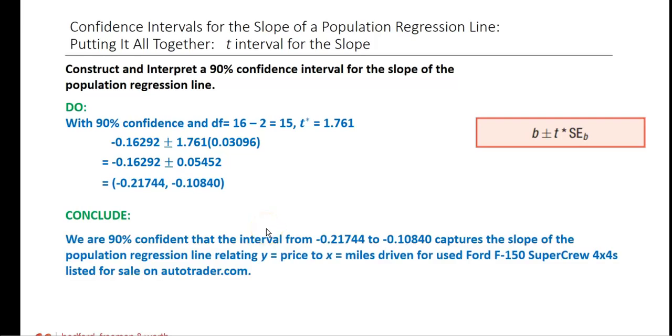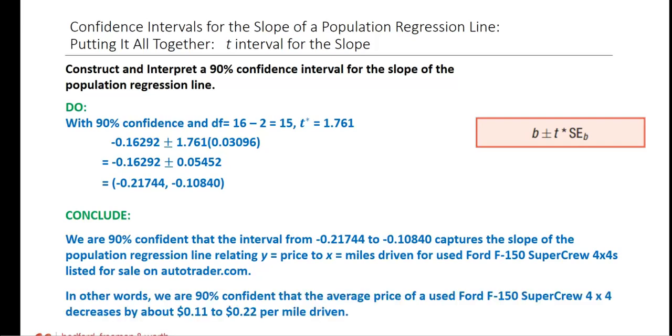So we are 90% confident the interval from blank to blank captures the slope of the population regression line relating y equals price, x equals miles for a used Ford F-150 crew cab truck. In other words, we're 90% confident the average price of a used Ford decreases by about 11 cents to 22 cents per mile driven. That's actually more interesting than what the first one was.